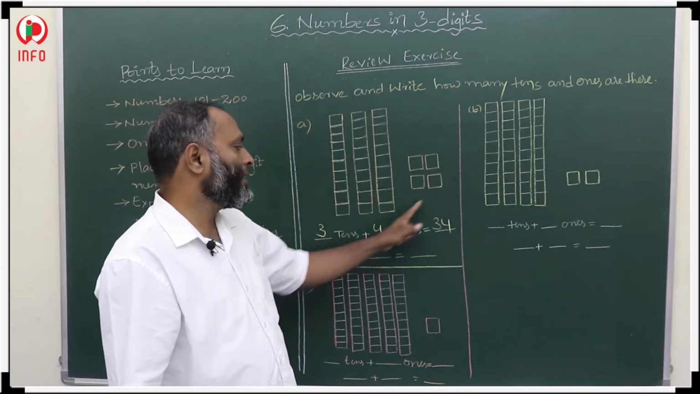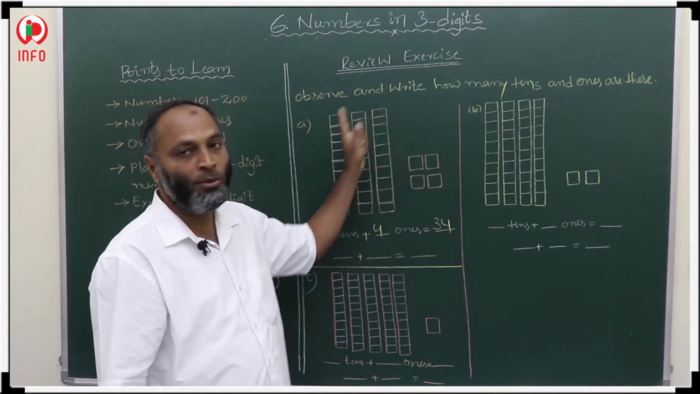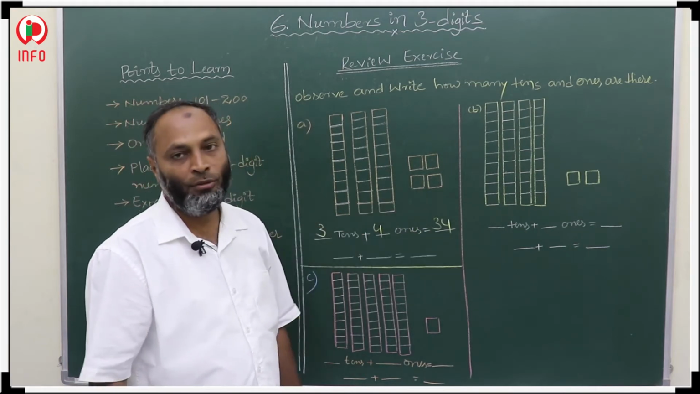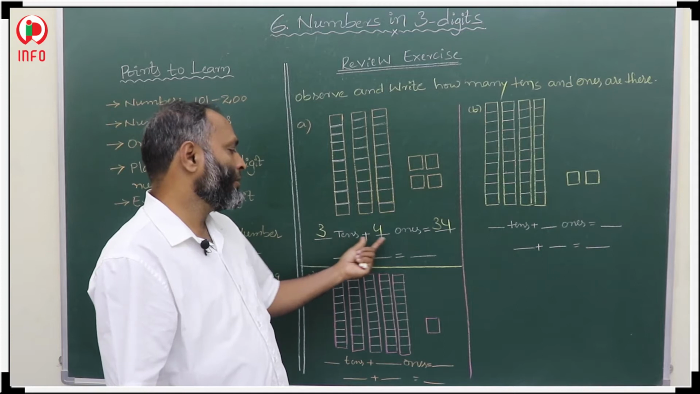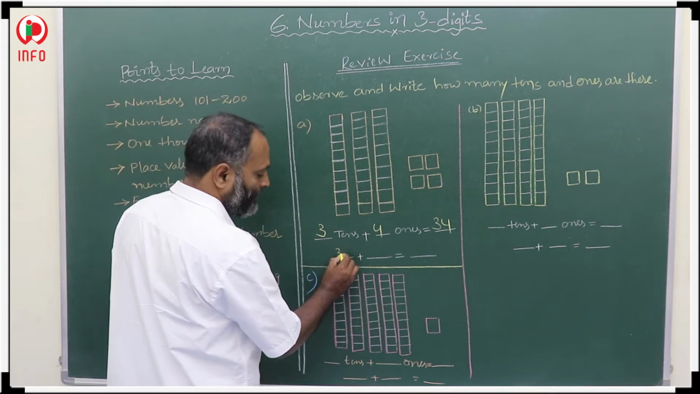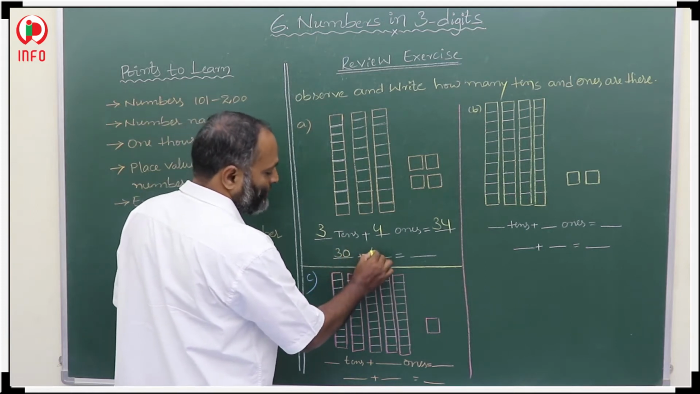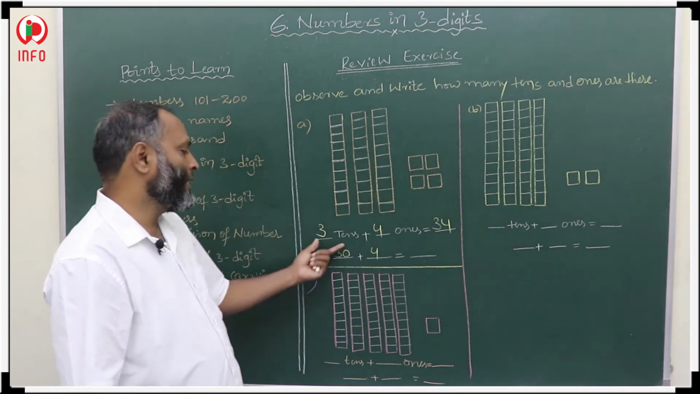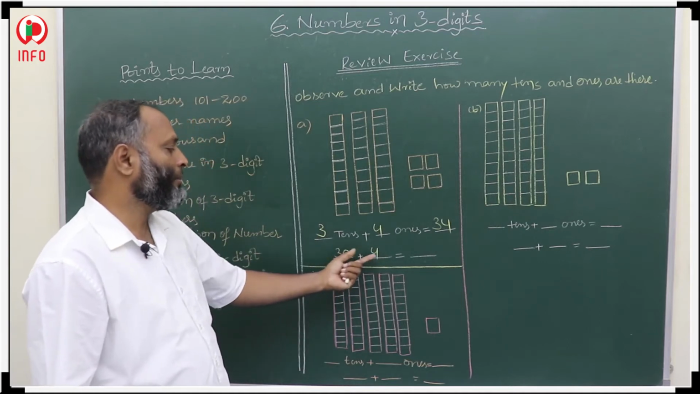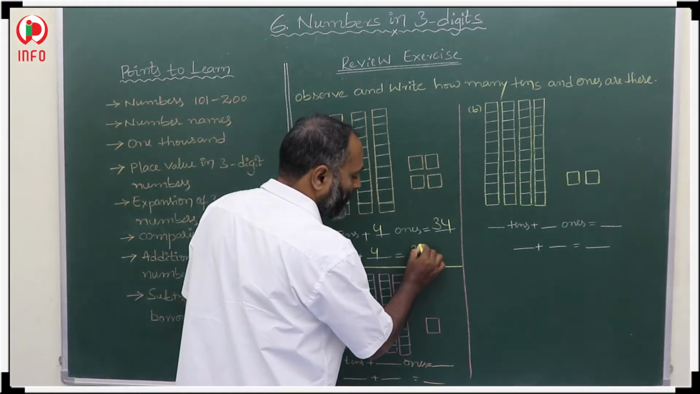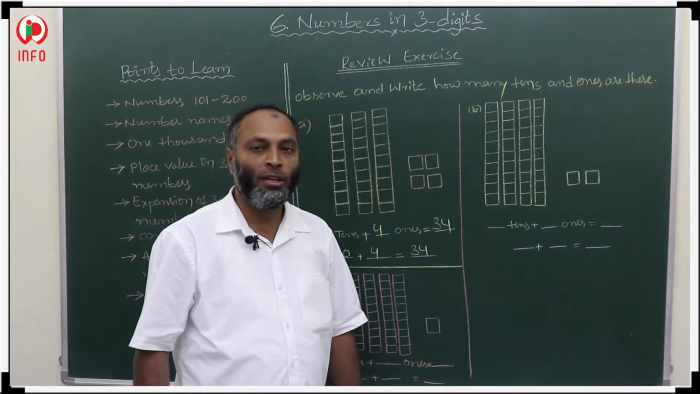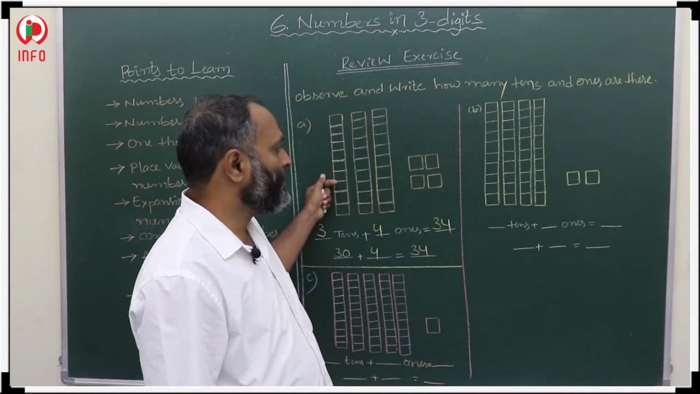Total how many cubes are there? If we count all cubes, how many cubes do we have? Total 34 cubes. 3 tens, 4 ones, 34. 3 tens means 30, 30 cubes, and 4 ones means 4. 30 plus 4, 34. This is the expanded form of 34. Okay, now the first question is over.